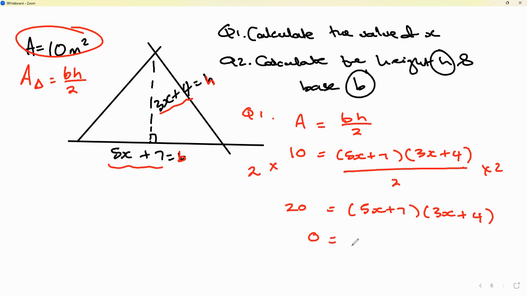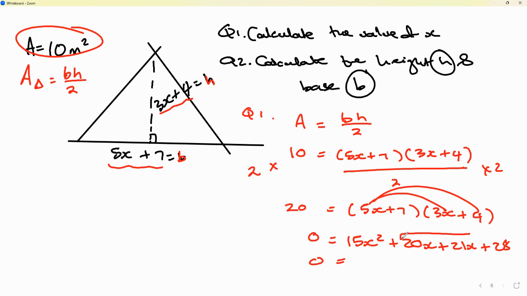Bringing 0 onto the left-hand side and then multiplying this bracket out here would get me to 15x squared plus 20x plus 21x plus 28. Collecting like terms, 20 plus 21 comes to 41. So 15x squared plus 41x plus 28. 41 is a prime number, so we can't really divide all of them by a number, in which case we would use a calculator quadratic formula.